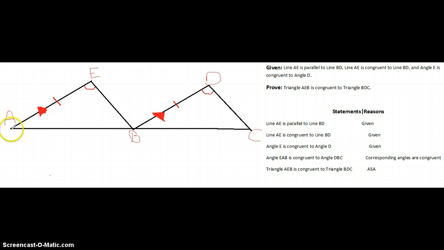And if you look at this closely, you realize that the bottom line here is really the transversal of our two parallel lines, AE and BD, and that this angle here, EAB, is congruent to this angle here, DBC, because they are corresponding angles, and that simply means that they are on the same side of the transversal, the right side, and on the same side of their parallel lines, the bottom. So we know that these two angles are congruent, and I'm just going to mark them that way.